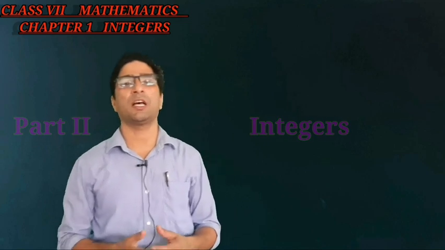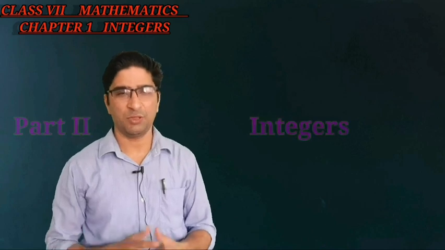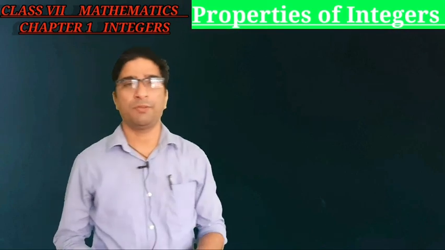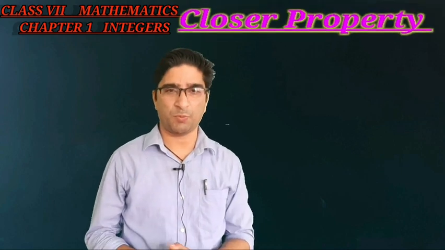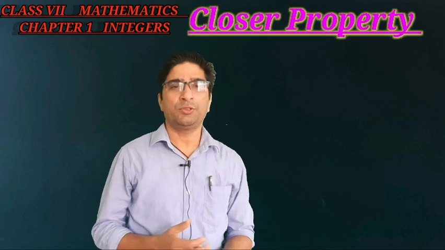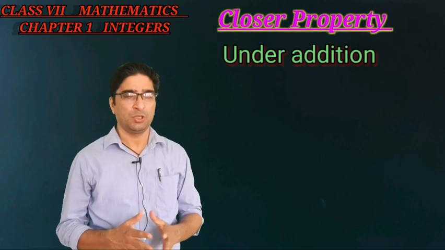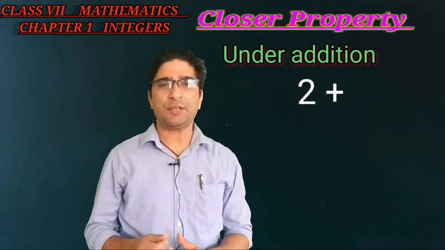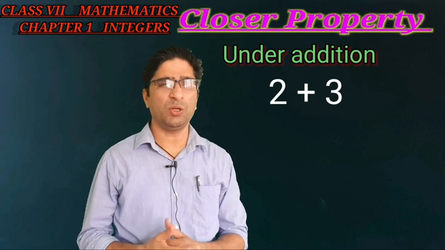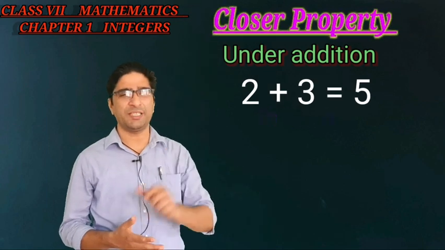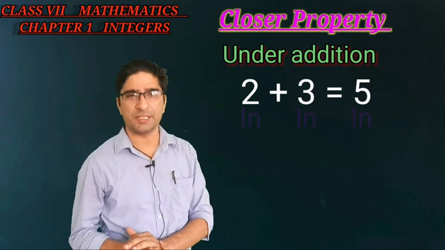This is for class 7 and today we are going to learn some of the properties of integers. So the first property is closure property. You check closure property under addition. So first one is 2 plus 3. It is equal to 5. 2 is an integer, 3 is an integer as well as 5 is also an integer.